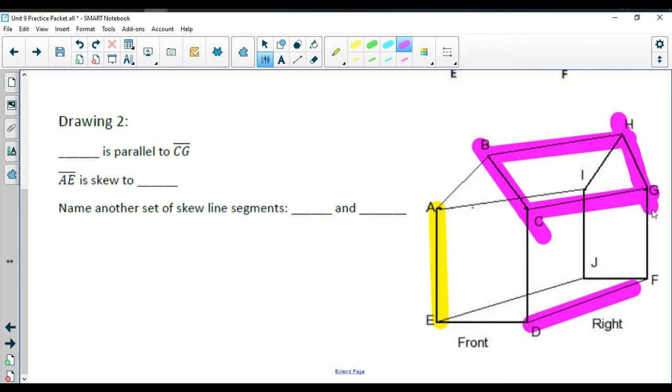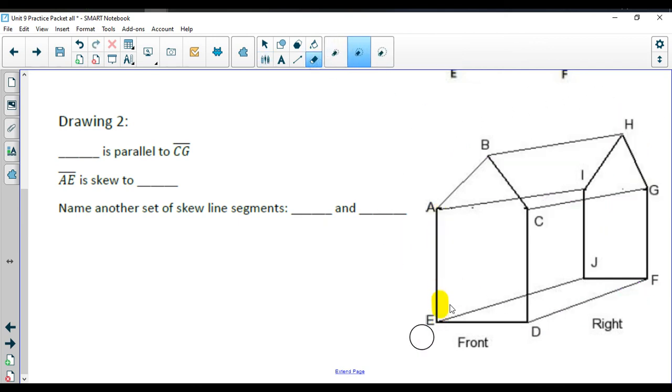Let me highlight back over these ones. We would not include any of these ones like CD, GF, or IJ because those would actually be parallel. So another set of skew line segments, you could come up with basically any combination that we have here. And you could use some of the ones that we just mentioned.